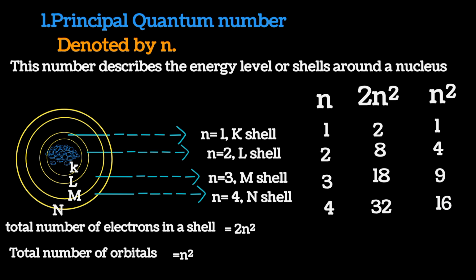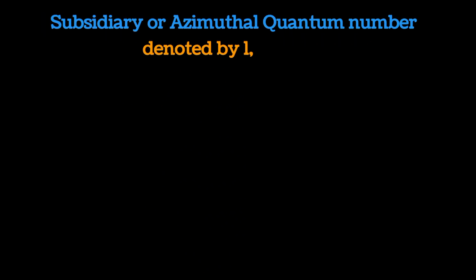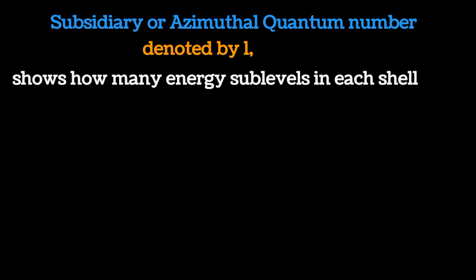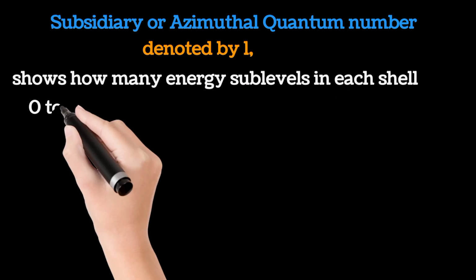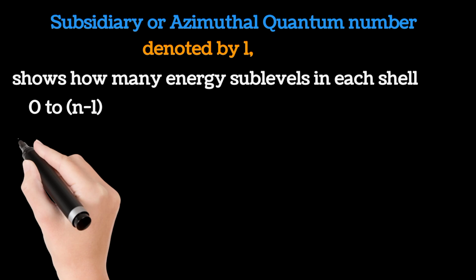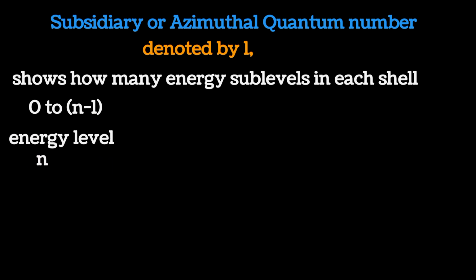Now let's look at the next quantum number, the subsidiary or the azimuthal quantum number, denoted by L. The subsidiary or azimuthal quantum number shows how many energy levels are in each given shell, and it takes integral values ranging from what? 0 to n minus 1. So for any principal quantum number, you subtract 1 from it and you write 0 up to that number.